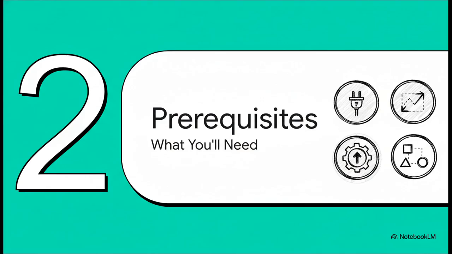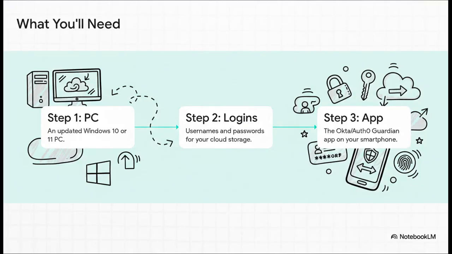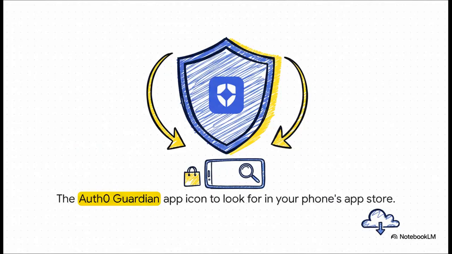Before we actually hit install, let's just make sure you have 3 simple things ready to go. It'll make the whole process a lot smoother. First, just make sure your Windows PC is all up to date. Second, go ahead and gather up the usernames and passwords for any cloud storage you want to use. You're going to need them in a minute. And third, you'll need to install the Guardian Authenticator app on your smartphone for secure login. And just so you know what you're looking for, this is the app icon you'll see in your phone's app store. Once you've got that installed and you're all set up, we're ready to get the main software installed.